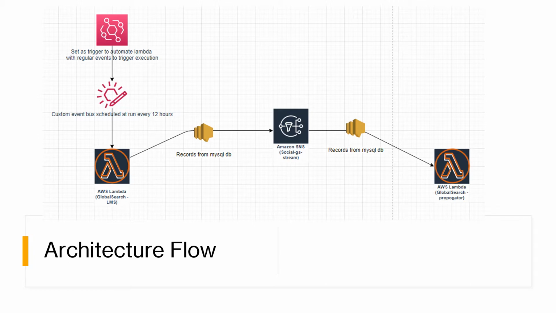The first Lambda is AWS Lambda Global Search LMS, that is connecting with a MySQL RDS. The MySQL database is sitting on the AWS RDS service, and this Lambda will fetch the records from that database, and those records are processed in this Lambda, and then pushed into this SNS topic as a list of records in JSON format. This SNS topic, which is named social GS stream, will further push the records, and as soon as it receives those records, it will trigger another Lambda, which is named social global search propagator. So this is the complete architecture which we are going to follow in this video. So why wait, let's get started.